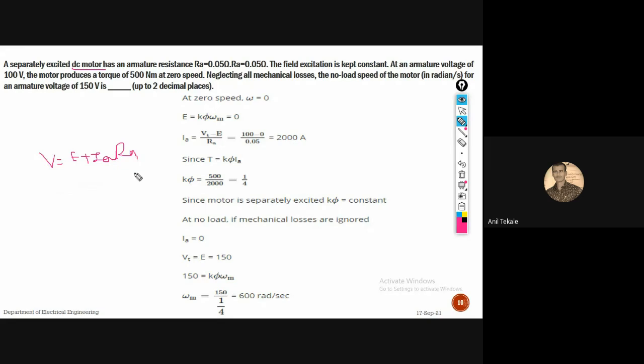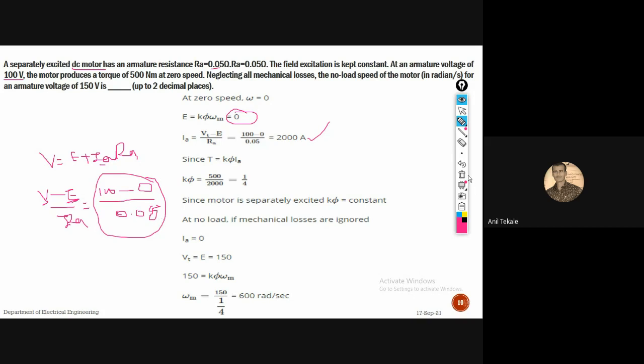Now here we can find out the value for Ia. So how? That is (V minus E) divided by Ra. So what is the value of V? V is given 100. 100 minus, what is the value of back EMF? That is 0. What is the value of Ra? That is 0.05. So once you calculate 100 divided by 0.05, you will get 2000 amp.